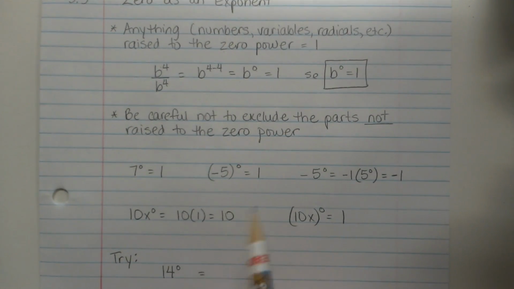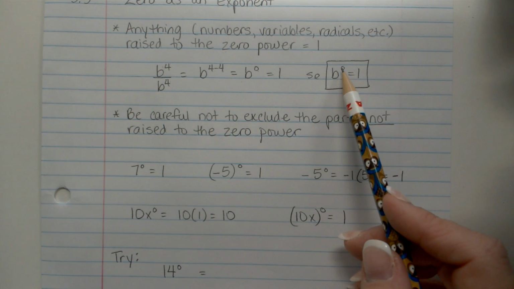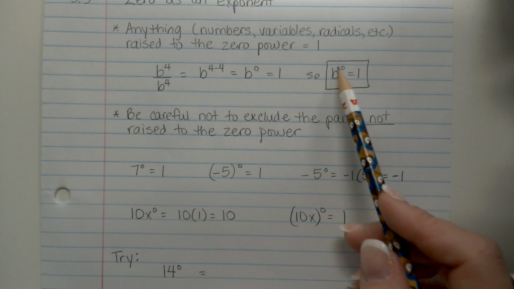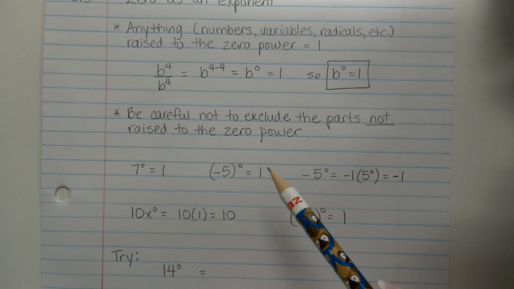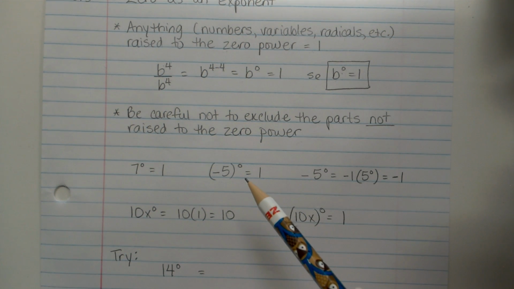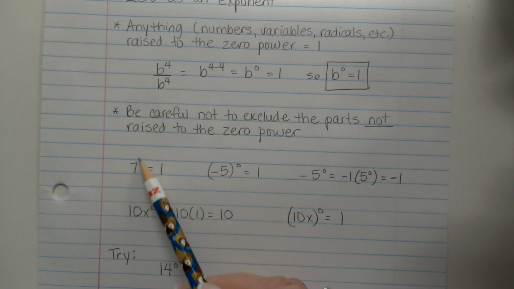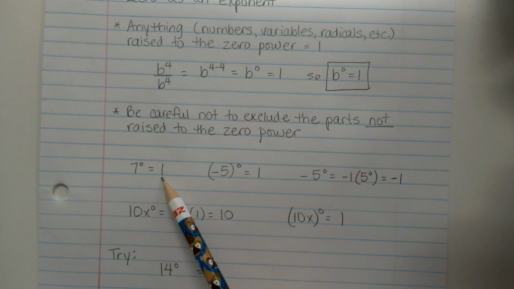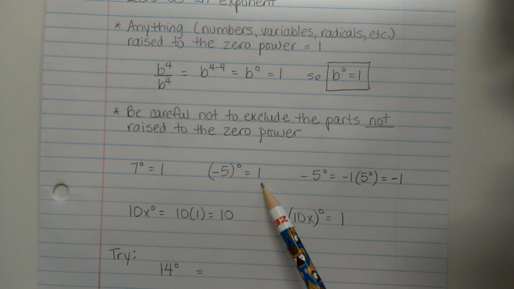Be careful that you are not supposed to include the part that isn't raised to the 0 power. Only the things that are raised to the 0 power will equal 1. So if you have extra parts, they're not part of it; not everything equals 1. So you have to look at it. The only thing in this case is a 7 raised to the 0 power. There's nothing else happening, so it's equal to 1. Everything here is being raised to the 0, so it's equal to 1.